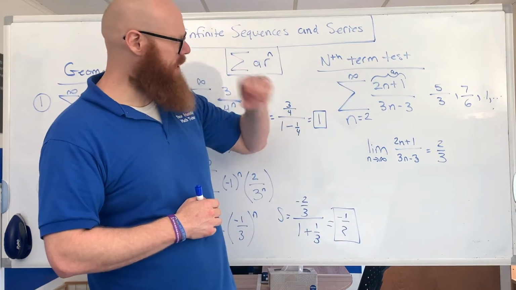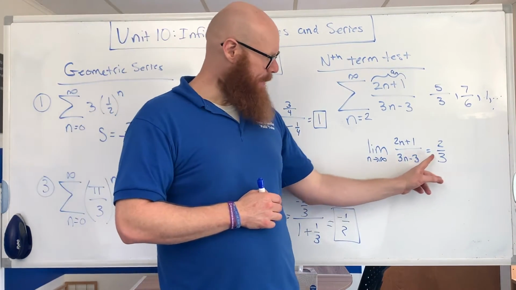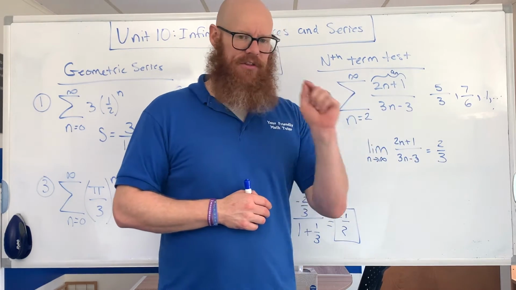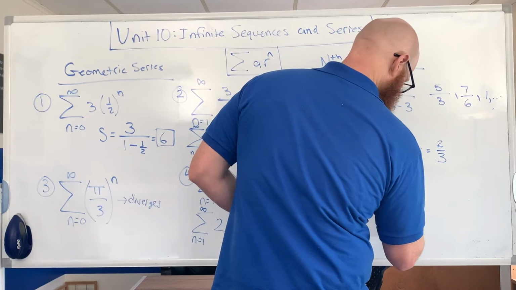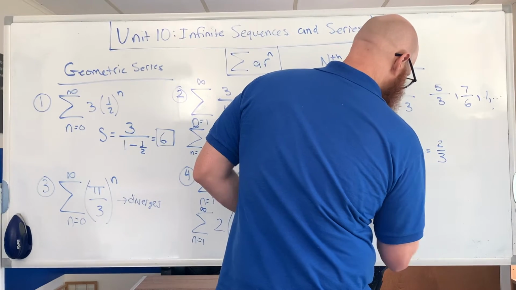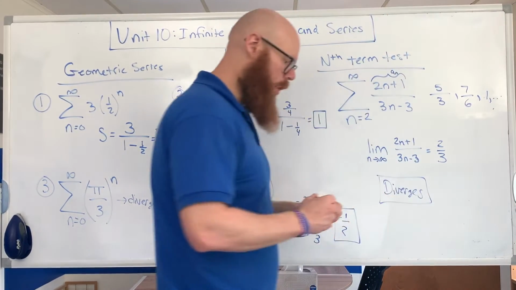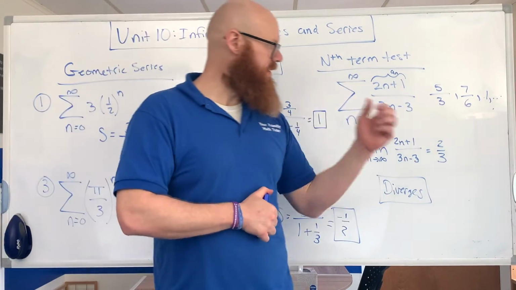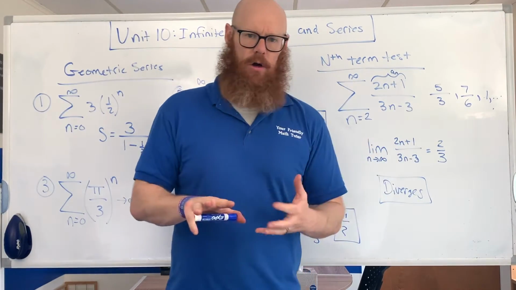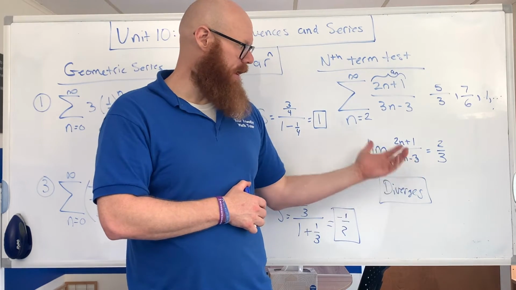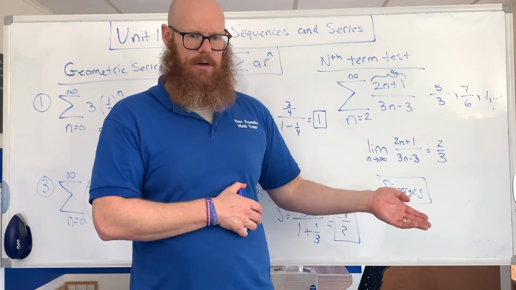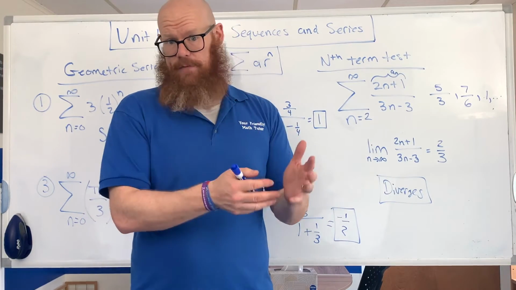So the nth term test says this: if this limit equals anything other than 0, then it diverges. So this diverges. Now, what is super important is you want to look at this first, because if this happens, it's the least amount of work that you'll have to do on a problem. You should be able to evaluate limits pretty quickly, and if you see that the limit does not go to 0, you're done. You just say it diverges.